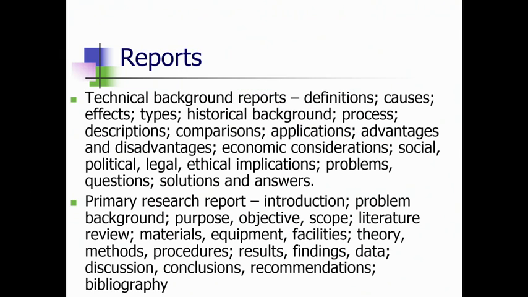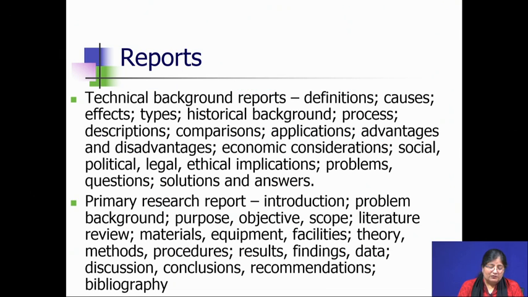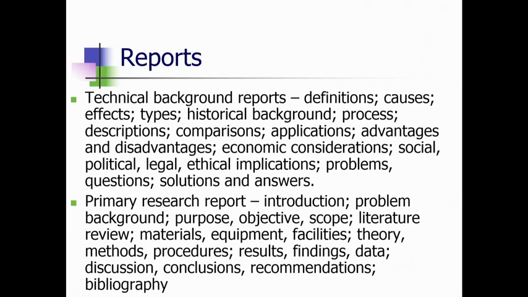A primary research report includes an introduction, a problem background, purpose, objective, why you are doing the study, scope, how far the study will spread, literature review, materials, equipment, facilities, theory, methods, procedures. So, what have you done, why have you done it, what is the output, findings, data, discussion, how does what you have found relate to what the literature has said, conclusions and recommendations, and then the references, bibliography.